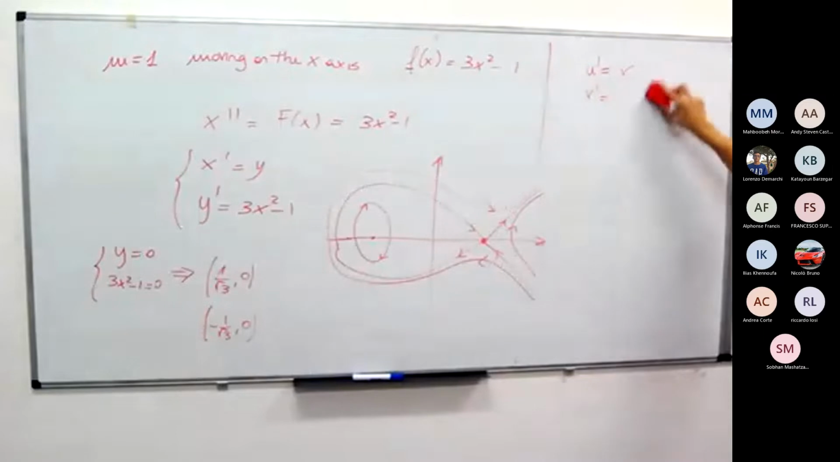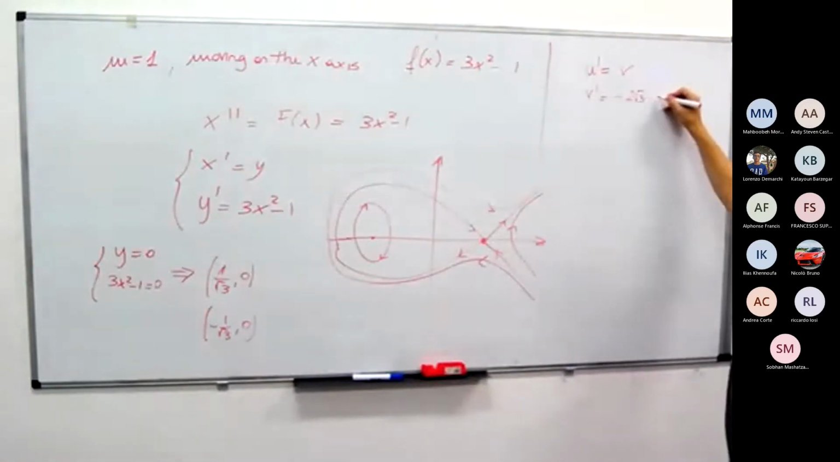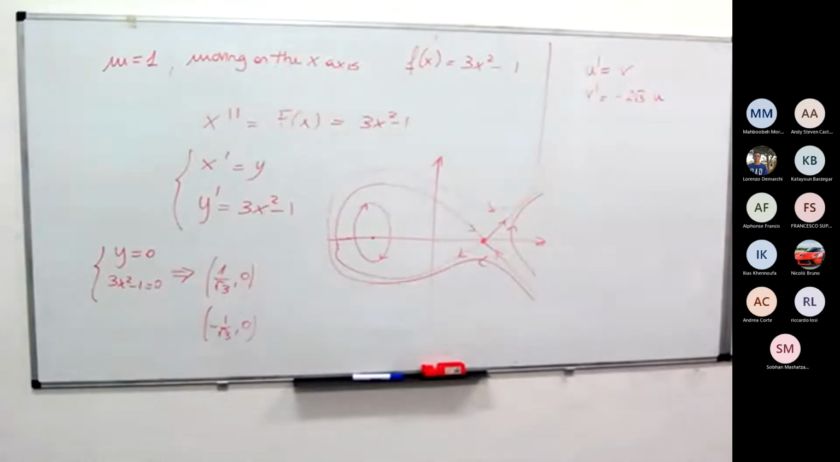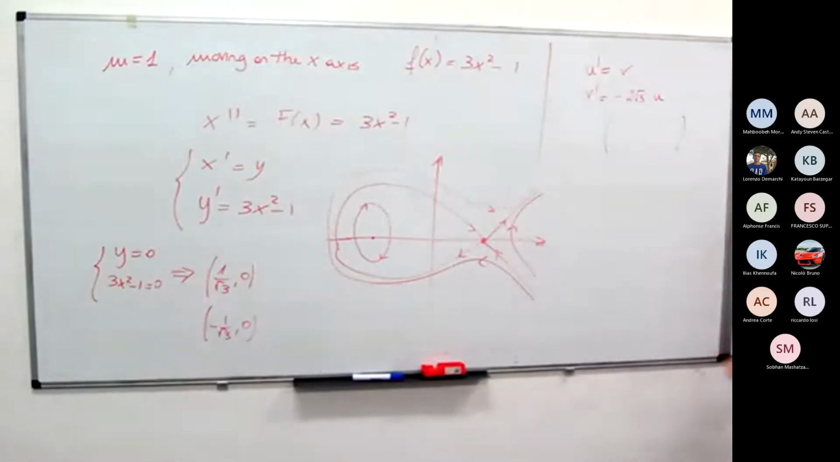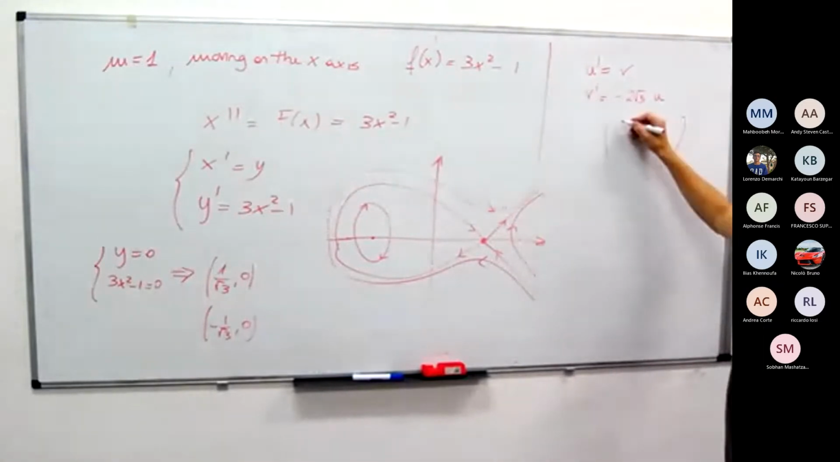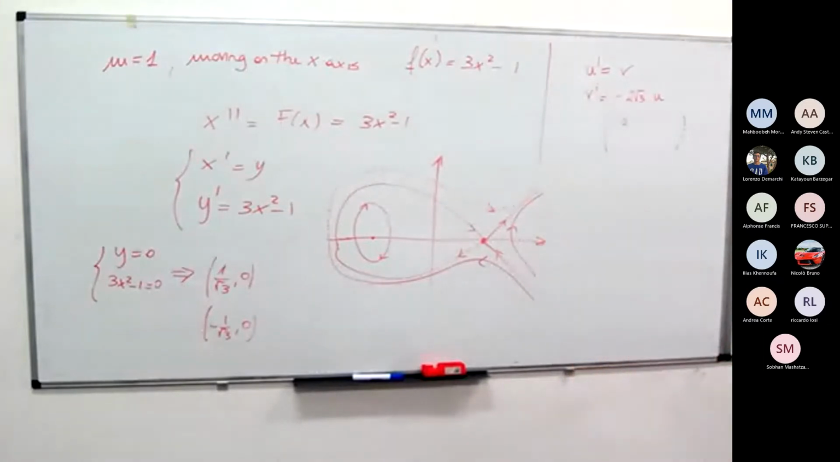So the right hand side reads minus 2 square root of 3 times u. Okay, fantastic. So what is the Jacobian of this linearization, of this transformation? This is what is this? 0, 1, minus 2 square root of 3, 0.